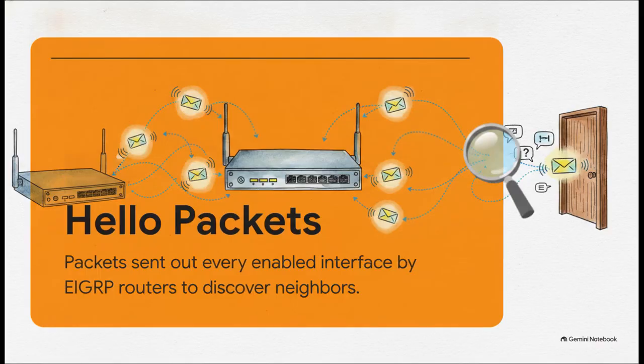So, in the EIGRP universe, a router doesn't just blindly shout data into the void and hope someone catches it. No way. It intentionally seeks out a formal relationship with the routers physically connected to it, and this is totally non-negotiable. If neighbor formation fails, all routing on that link fails, period. But how exactly does this piece of hardware initiate that digital handshake? It uses something incredibly simple called a hello packet. These are lightweight little messages sent out by EIGRP routers specifically to discover neighbors.